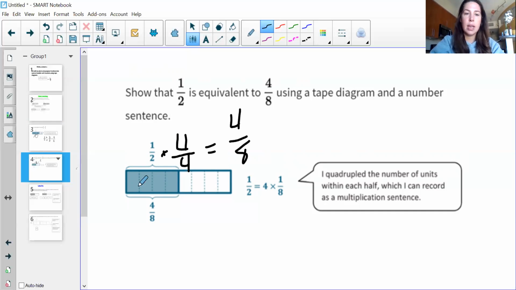So that means that what you're going to do is split each half into 4 equal pieces. 1, 2, 3, 4. 1, 2, 3, 4. And that gets you 4/8.